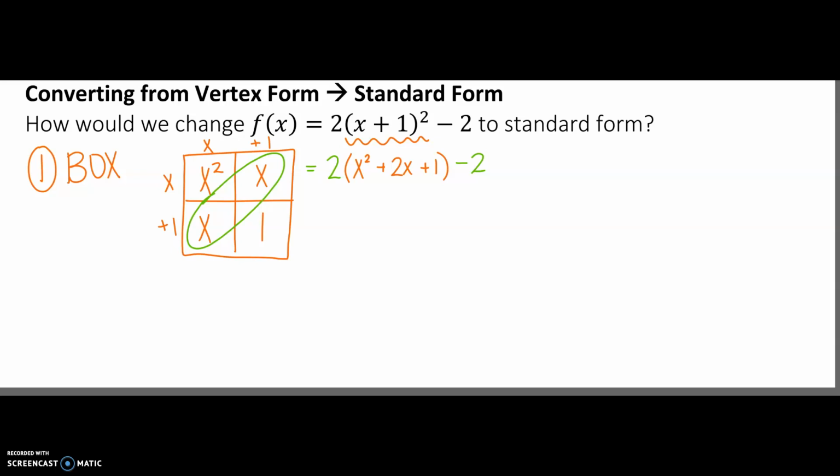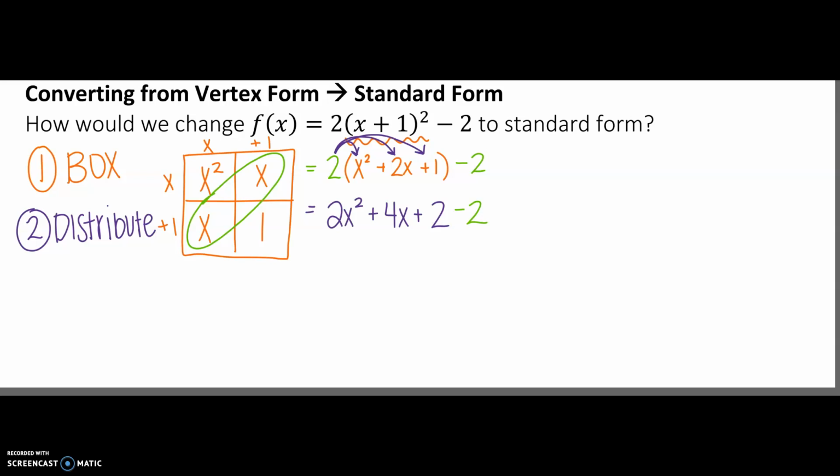Alright, my next step to changing to standard form, step 2, is going to be distribute. And I'm going to distribute that 2 to all the terms in the parentheses. It's going to give me 2x squared plus 4x plus 2. And I didn't touch that minus 2 on the outside, so I'm just going to bring it down and rewrite it.